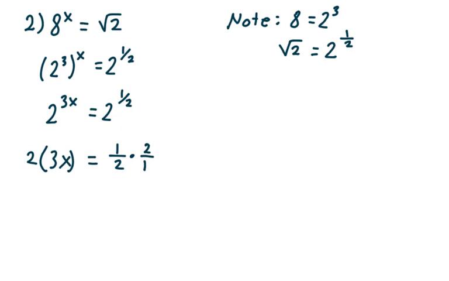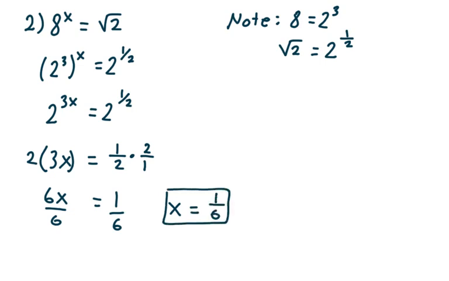2 times 3x is 6x. And then 1/2 times 2 over 1 is equal to 1. But if I divide both sides by 6, I can conclude that x equals 1 over 6. That's how you do example 2. Let's take a look at example 3.